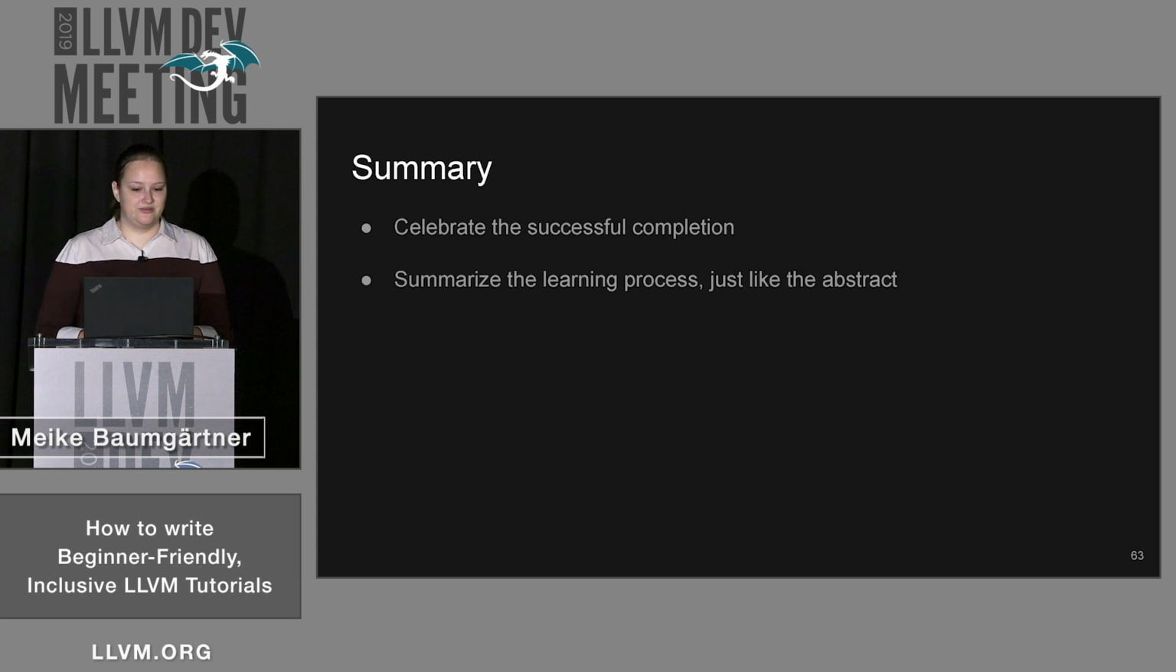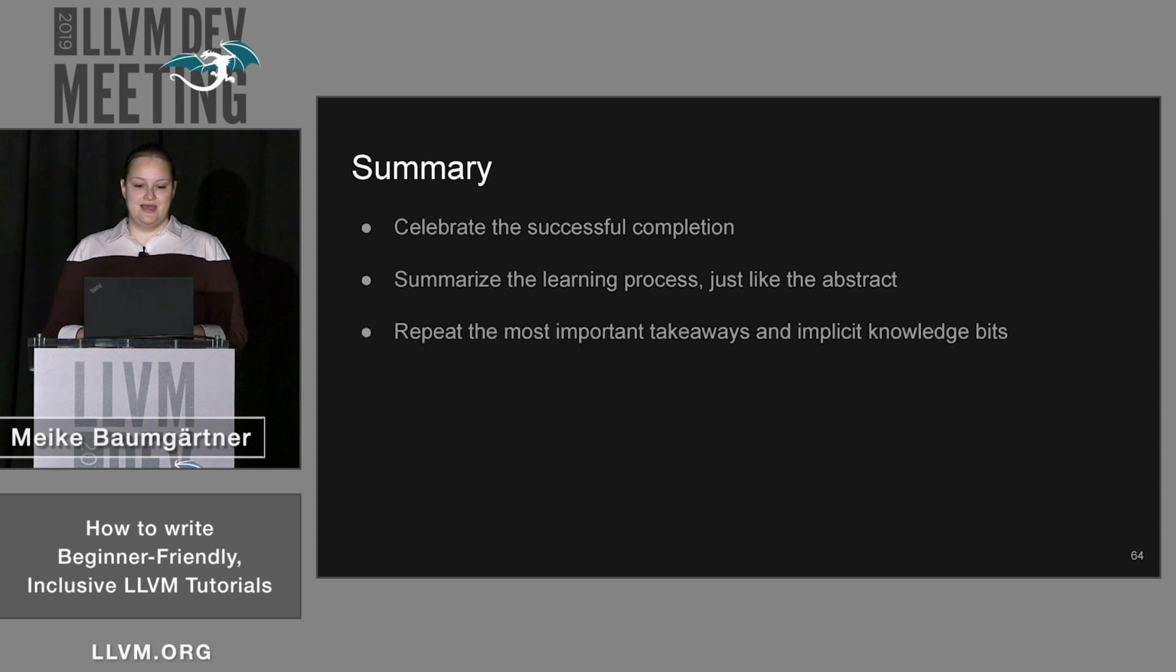Then summarize the learning process, which is essentially copying the first part of your abstract. You tell them again what they have learned, so they just reiterate over it in their head while they read that. And repeat the most important takeaways and implicit knowledge bits, because those are also the easiest ones to forget, but probably one of the most valuable bits they can take away from the tutorial to find their own way in the code base. So what do they really need to remember if they now want to go on their own and fix a beginner bug?